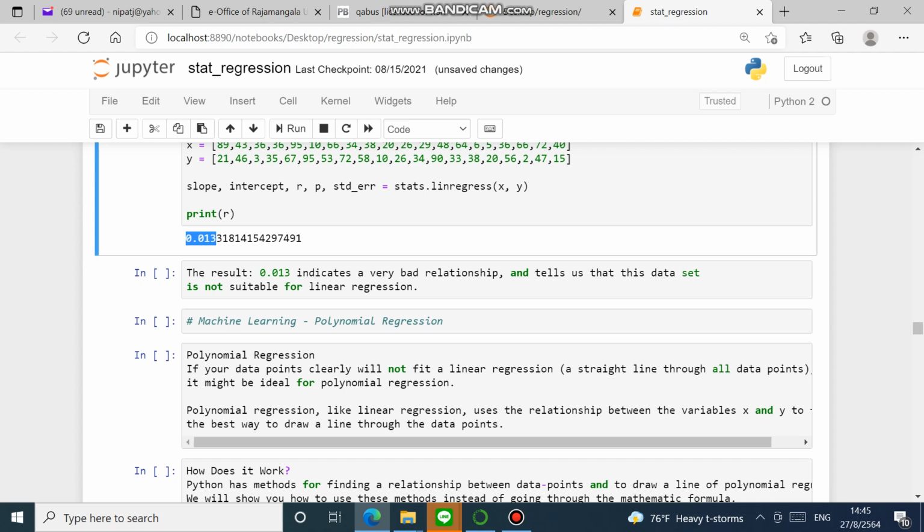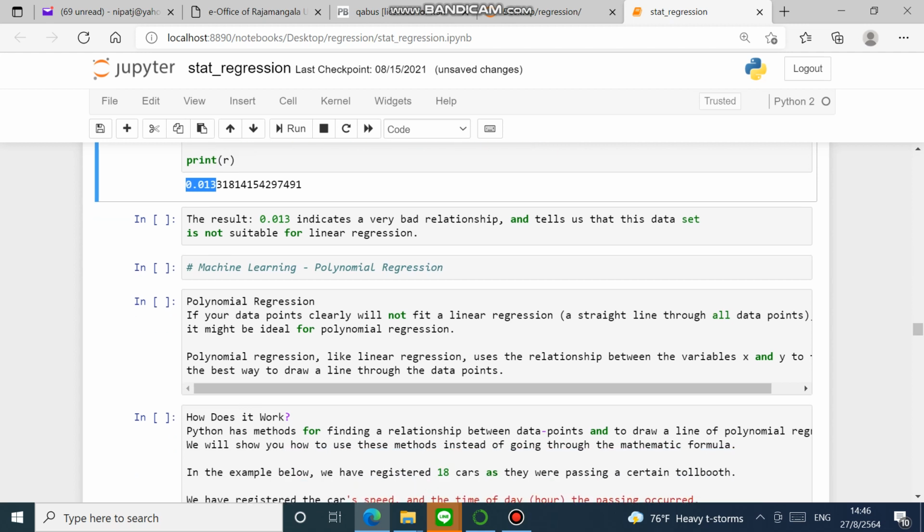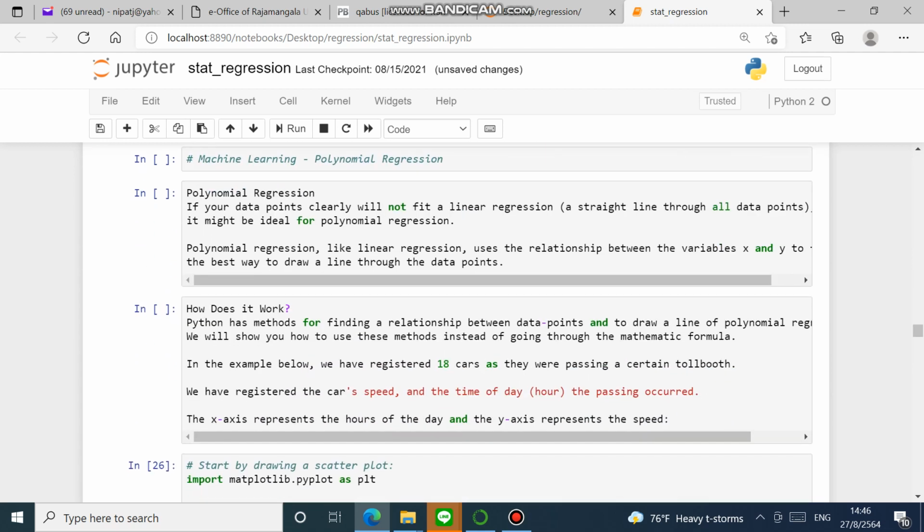What happens if it is not suitable for linear regression? We have to find some other regression technique, like maybe polynomial regression or multiple regression. It depends on the case. Next we are going to talk about polynomial regression, machine learning polynomial regression.